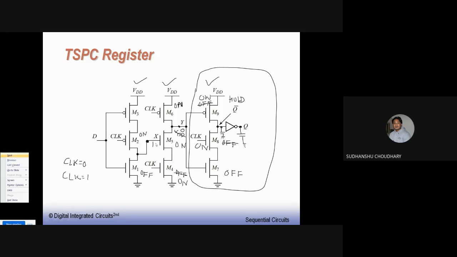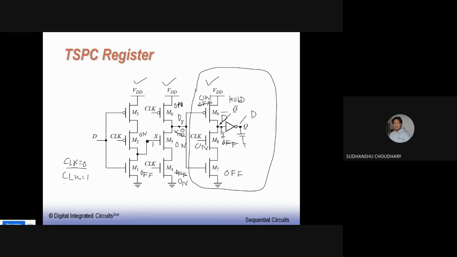So the data which was held at X in the previous clock cycle, that is, when clock was 0, is transferred to this node Y when clock is 1. Clock is 1, these two transistors are on. So if I had applied D first in the first clock cycle, D bar was appearing here. Now D appears here, then again here D bar appears. That is why Q bar is written over here, which is again inverted here, so we get D here. This is how the operation can be estimated.